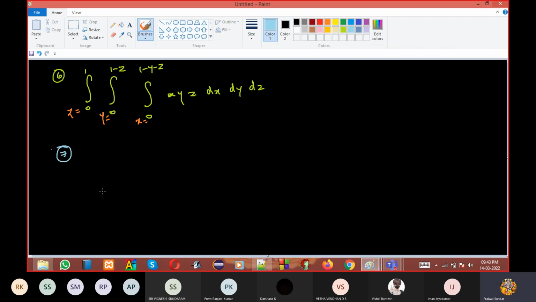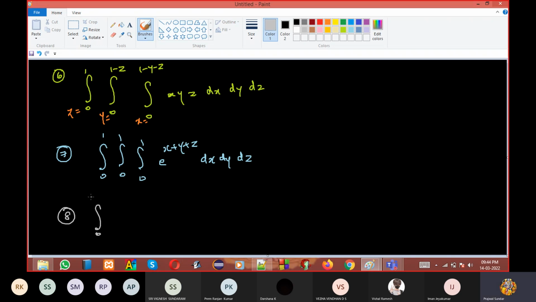So 7th question: integral 0 to 1, 0 to 1, 0 to 1, e power x plus y plus z, dx, dy, dz. Can someone tell me how to do this question? I want some volunteer. 8th question also I'll write.